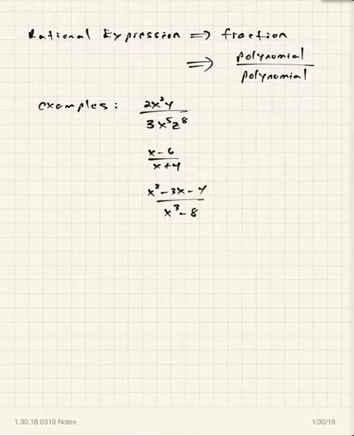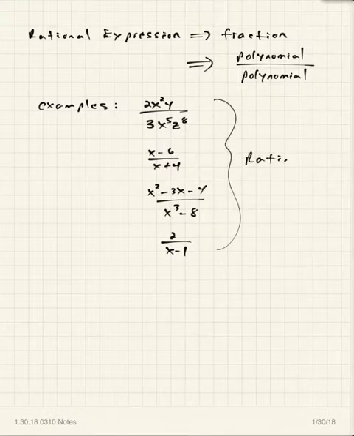2 over x minus 1 would be a rational expression, right? The 2 is a constant, so it's a constant term, but it still could be considered a 0 degree polynomial. And the denominator is certainly a binomial. So these are all rational expressions right here. These are all examples. So they can look really different. But as long as it's a fraction and as long as it's a polynomial in the numerator and a polynomial in the denominator, then it's a rational expression.